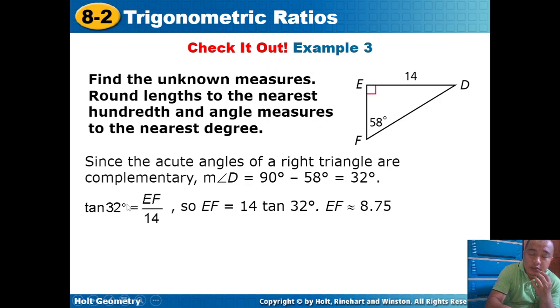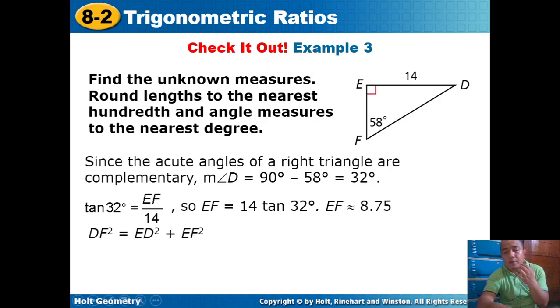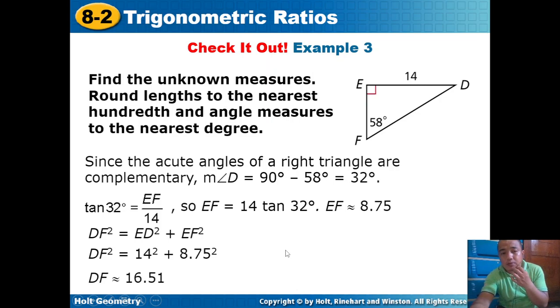So if we use tangent 32, we have EF over 14. Solve for EF: multiply both sides by 14. So 14 times tangent 32 is approximately 8.75. And to solve for the hypotenuse DF, we can now use the Pythagorean theorem. 14 squared plus 8.75 squared is 16.51. Then you get the square root now, of both sides.